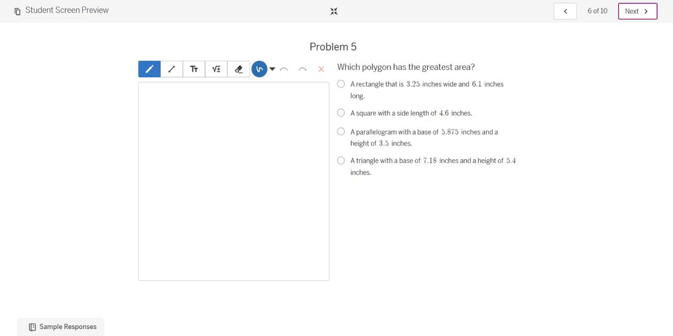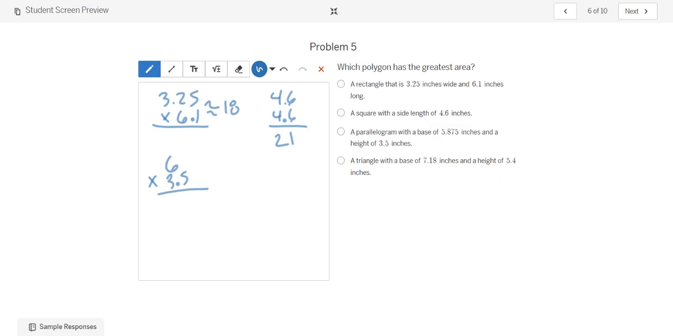Only one of these is going to be correct. And so instead of doing 3.25 times 6.1, which is the way to do it, I know that's like 3 times 6. This is about 18 point something. A square with a 4.6, that's going to be 4.6 by 4.6. If it was 5 times 5, that's 25. 4 times 4, this is going to be around 21 somewhere. 5.8, I'm just going to say 6 times 3.5 is like 18, 21.